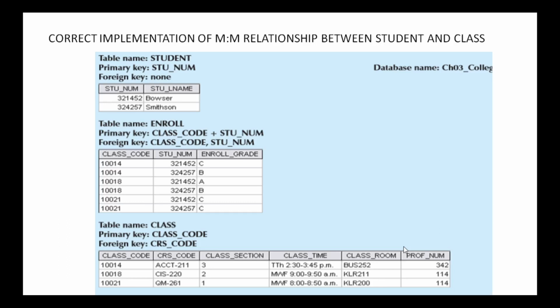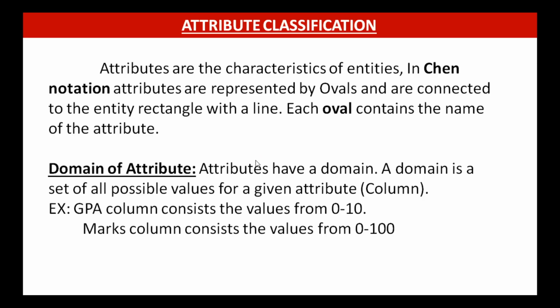The enrollment grade is C. And in the 10014 class, another student is enrolled, student 324257. So the combination cannot be repeated. With the help of the class code and student number composite key, we identify each and every entity instance uniquely. So this is the correct implementation of many to many relationship between a student and a class.